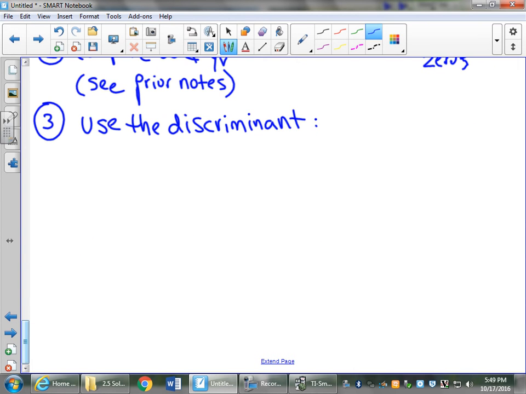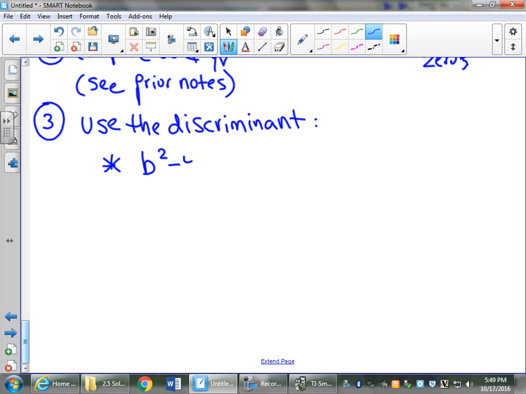The discriminant is part of the quadratic formula, and it's the part that's underneath the radical, the b squared minus 4ac. So by examining this number, you should be able to predict how many solutions there are. It won't tell you what the solutions are, just how many will exist. So there's three scenarios.